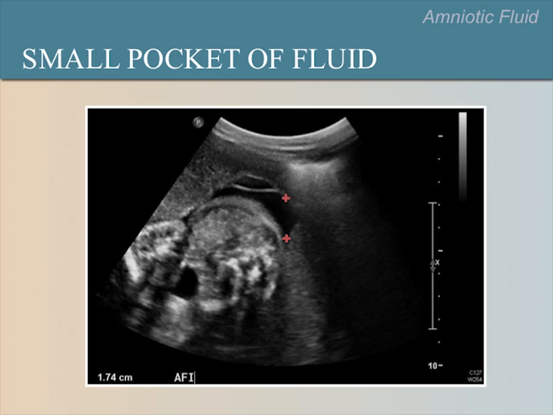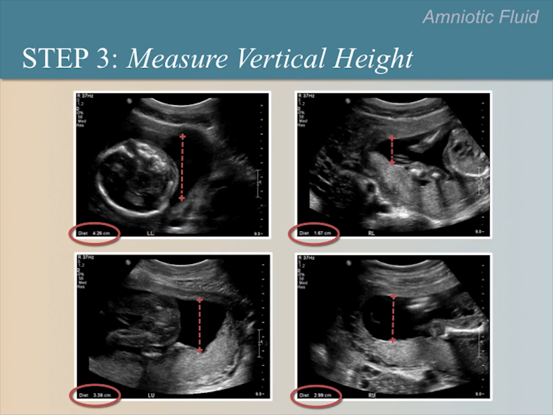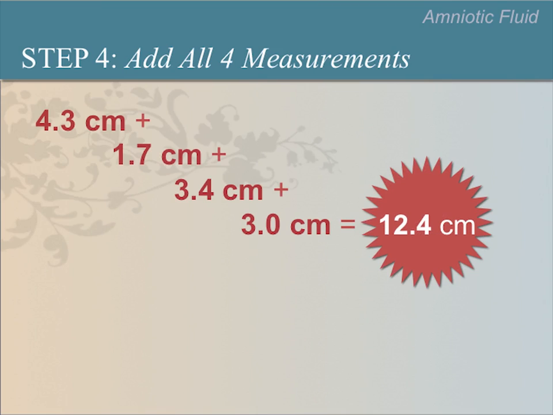This is a cross-section of the abdomen. There is just a small pocket of fluid in this image. We have labeled this pocket with red calipers to make it more obvious. Step 3 is to measure the vertical height of each pocket. Please note the calipers in this image and the vertical direction, meaning straight up and down, of the measurements. Finally, add all 4 measurements together to determine the amniotic fluid index.